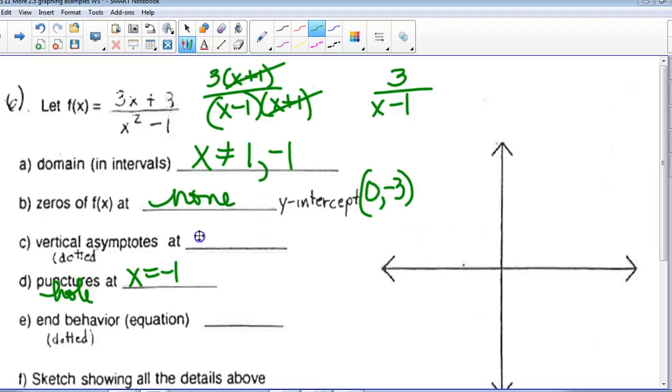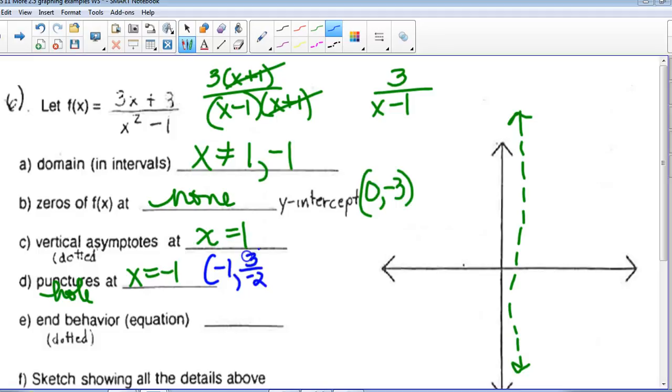Is there a vertical asymptote? Okay, at x equals 1, there's an asymptote, but at x equals -1, there is a hole. Can you find the ordered pair for me? If I put in the -1 to this new and improved reduced fraction, what will I get out? -1 minus 1 on a good day is -2, so I get -3/2. -1, -3/2, there's a hole over there.